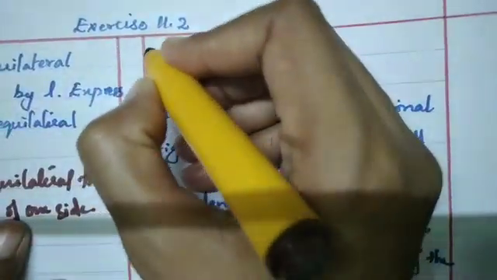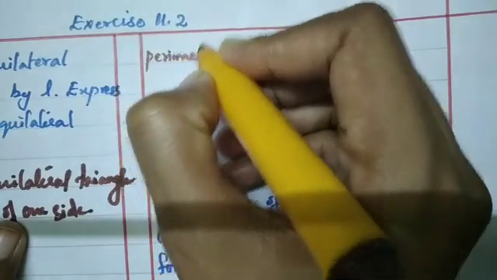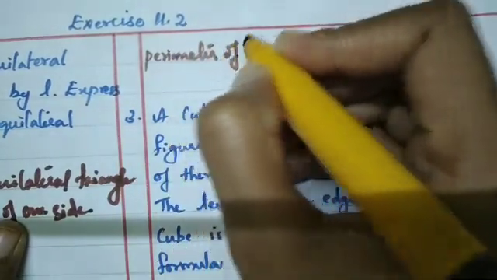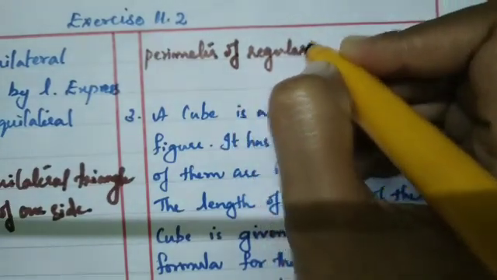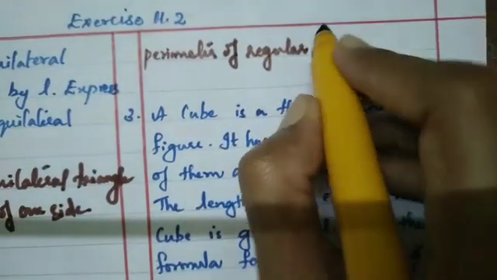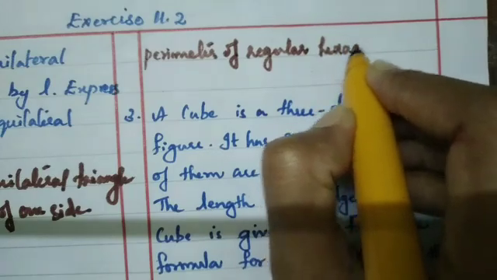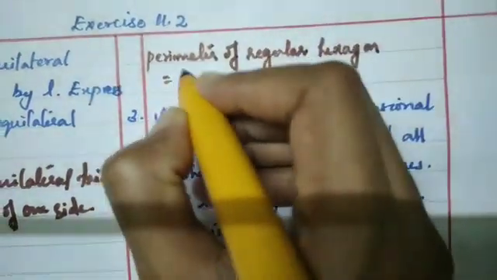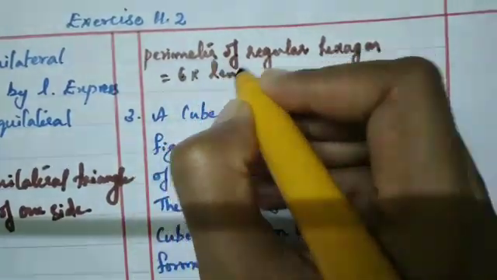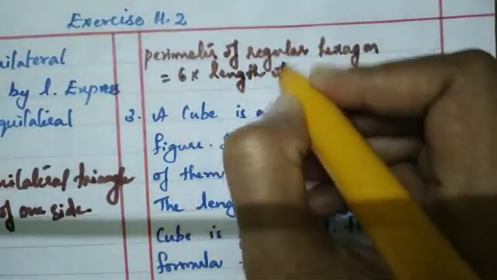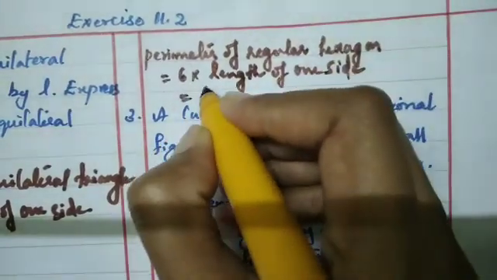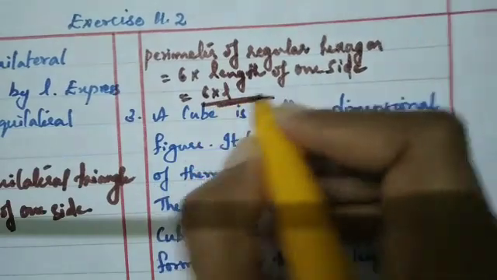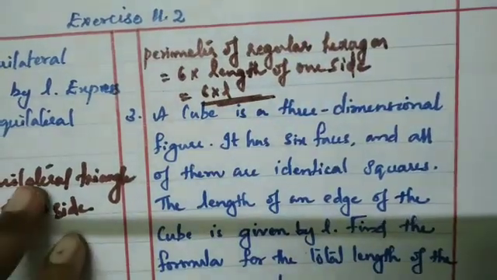Perimeter of regular hexagon. Regular hexagon has all its sides and angles equal. Perimeter of hexagon equals 6 multiplied by the length of one side. Here the length of one side is represented using L. 6 multiplied by L.